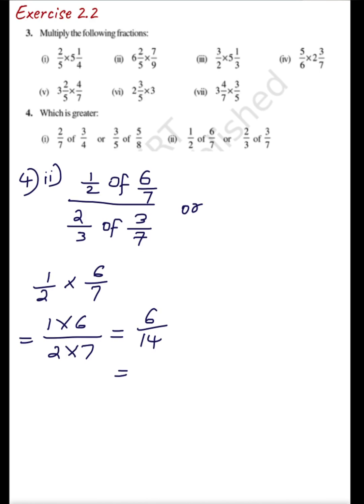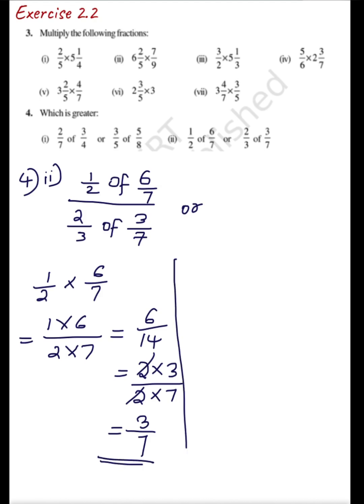Now you know that 6 and 14 both have got 2 as common factor, is it? So you can write 6 as 2 into 3, okay, divided by what is 14? 14 can be written as 2 into 7. Understand? So that both these two will get cancelled, and in the answer you will get 3 by 7. Okay, 3 by 7. Understand?